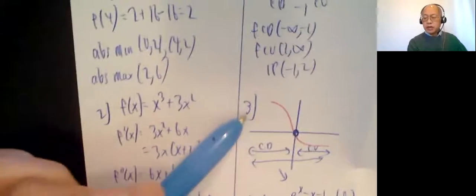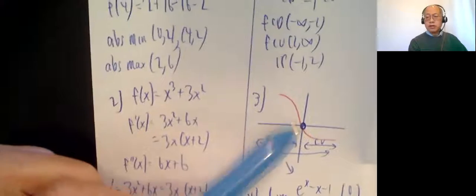Number 3, always decreasing. Concave down, concave up, goes with the origin inflection point.